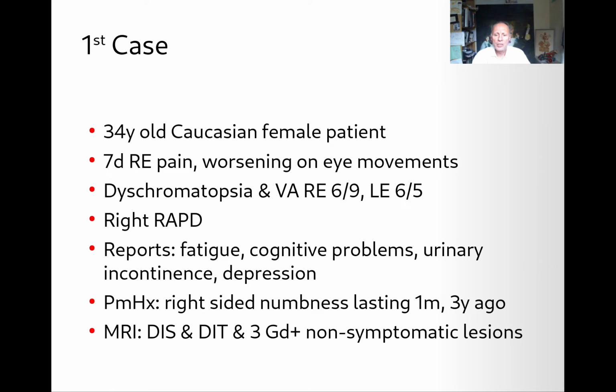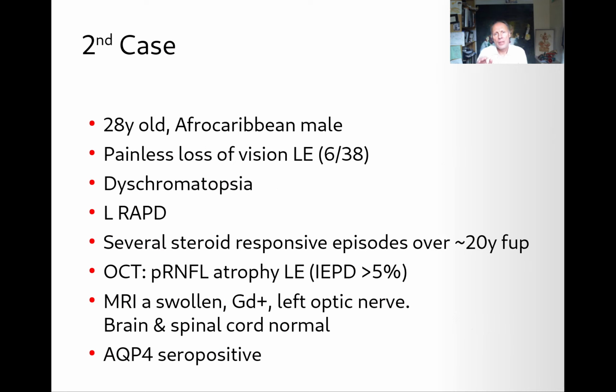Going back to her history, she did report about 3 years ago an episode of right-sided numbness lasting for about a month, from which she made spontaneous recovery. On the MRI, she does fulfill radiological criteria for dissemination in space, DIS, and dissemination in time, DIT, and there are 3 gadolinium-enhancing lesions in areas not responsible for her current symptoms. Think about the diagnosis while I talk you through the next case.